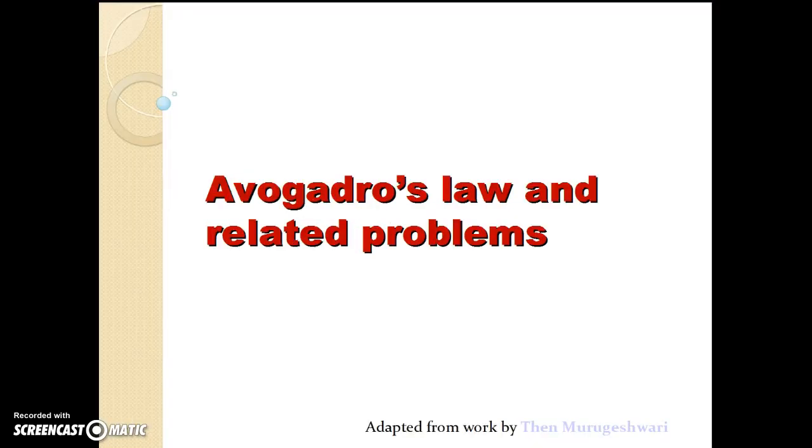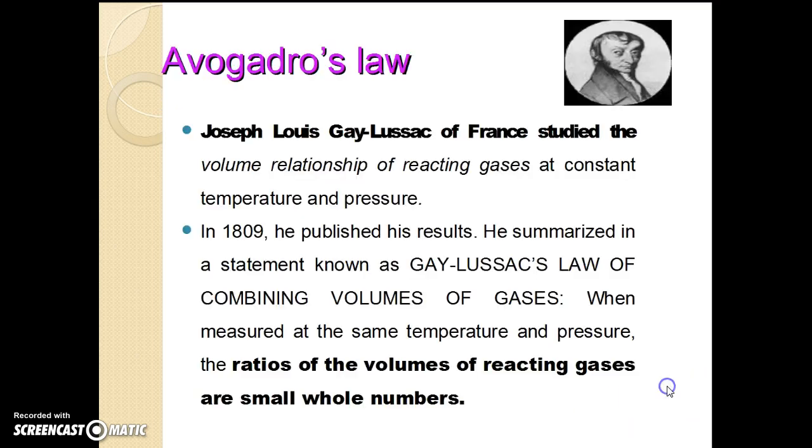Let's talk about Avogadro's law and how to solve some problems. Joseph Louis Gay-Lussac of France studied the volume relationship of reacting gases at constant temperature and pressure and published his results in 1809. He gave us Gay-Lussac's law of combining volumes of gases. When measured at the same temperature and pressure, the ratios of the volumes of reacting gases are small whole numbers.